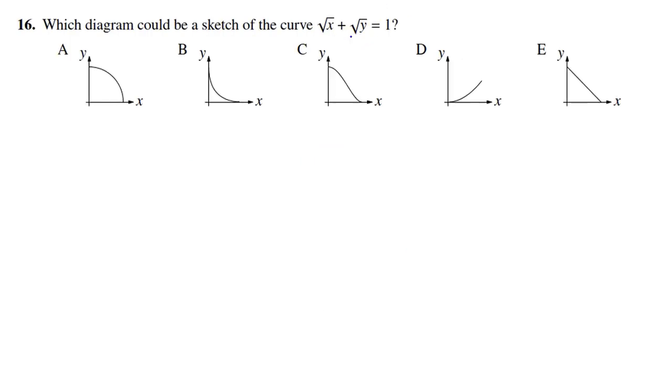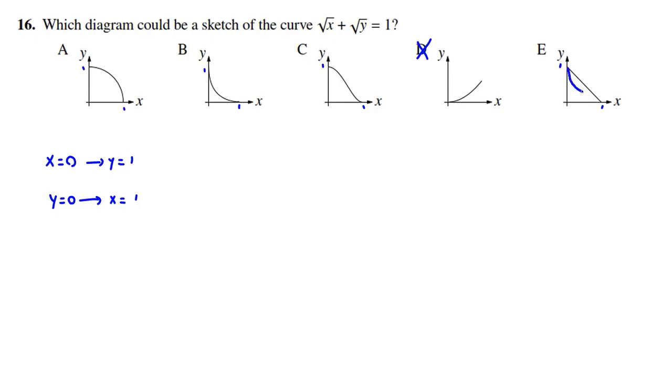Let's see, square root of x plus square root of y. It is not a line, obviously. It doesn't pass through 0, 0, because 0 plus 0 is 0, not 1. Let's pay attention to the y-intercept and x-intercept. If x equals 0, then square root of y is 1, so y is 1. If y equals 0, then x is 1. So we can conclude the curve passes through the points (1, 0) and (0, 1).